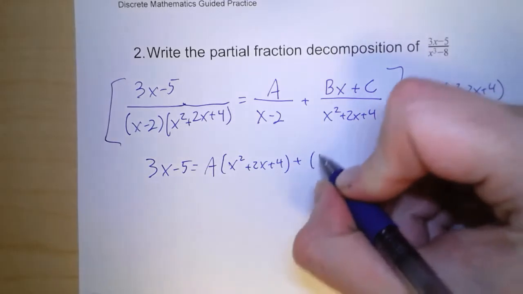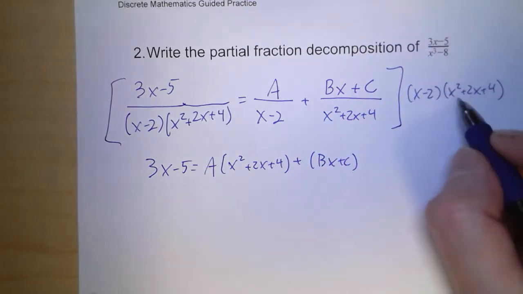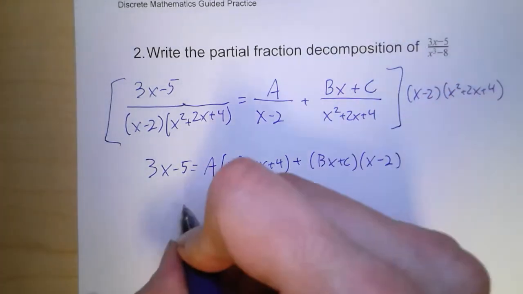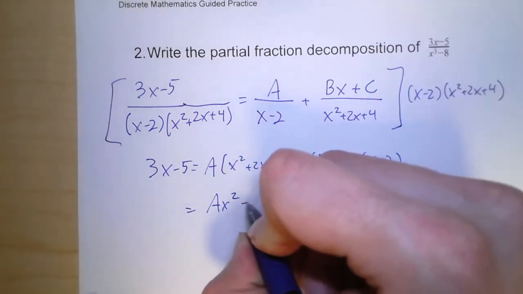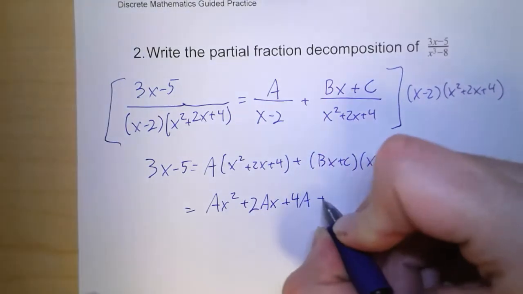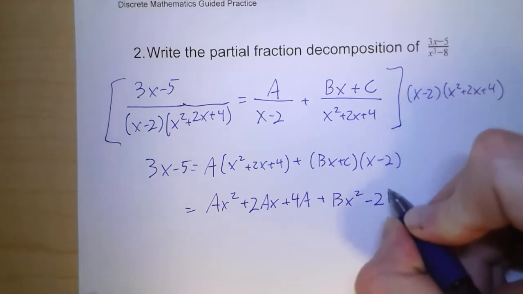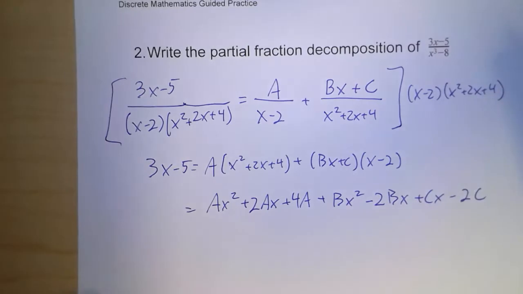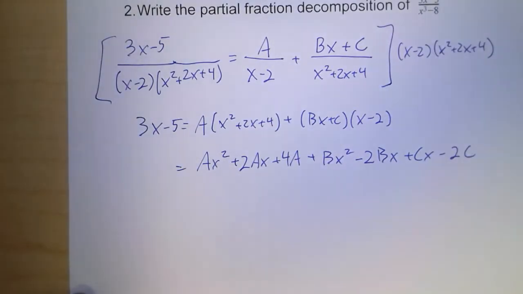And then we have bx plus c, and so we're going to cancel out the x squared plus 2x plus 4, and we're going to be multiplying x minus 2. So when we distribute this, we get ax squared plus 2ax plus 4a. Here we've got bx squared minus 2bx plus cx minus 2c. Now this is all still equal to 3x minus 5.